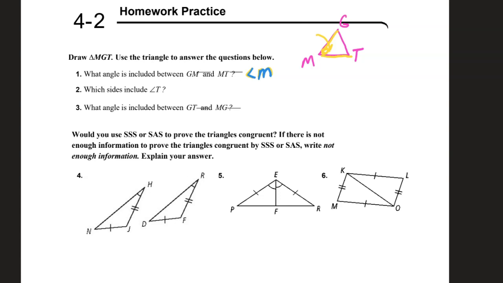Number 2, which sides are the included sides for angle T? So this is angle T. The two sides that are sharing angle T are segment GT and segment MT. Number 3, what angle is included with segment GT and segment MG? So it's going to be angle G.